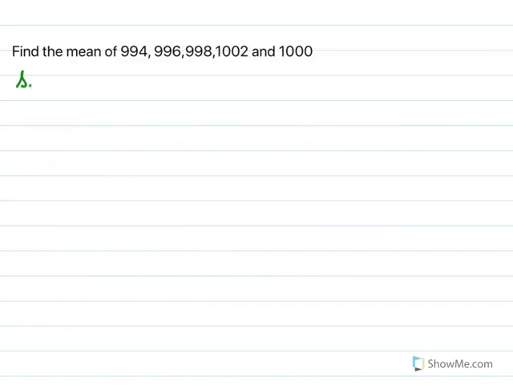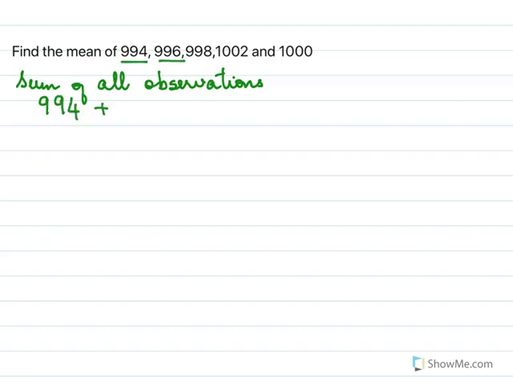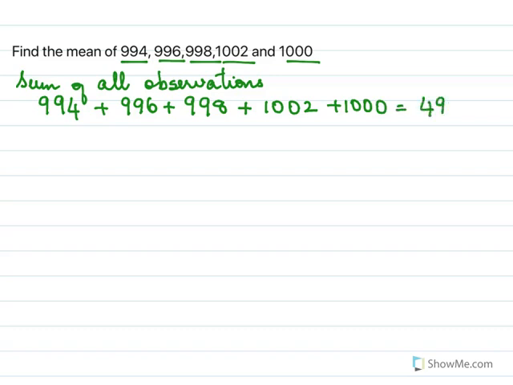Now find the mean of these numbers. So the first step, we need to find the sum of observations. So we add up the observations, 994 plus 996 plus 998 plus 1002 plus 1000. And when you add up, you get 4990.